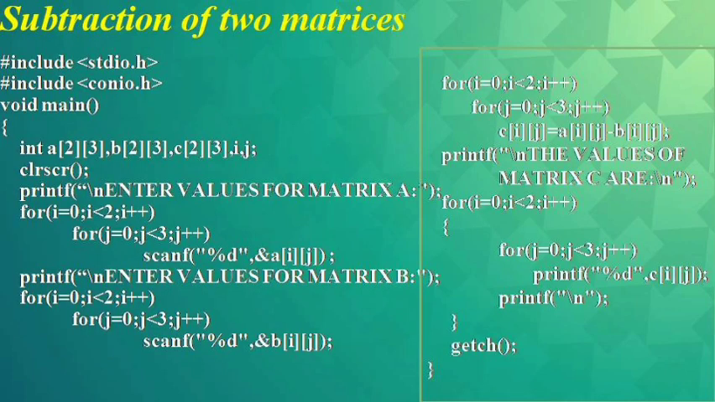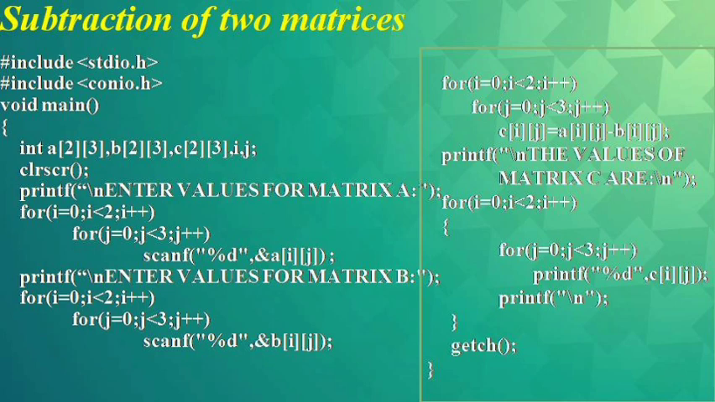Next, subtraction of two matrices. In matrix subtraction, we subtract one matrix from another as long as they have the same dimensions. The difference of matrices A and B, denoted by A minus B, is computed by subtracting the elements of matrix B from the corresponding elements of matrix A, and has the same dimensions as A and B. So, the matrix C has the same dimensions as A and B.